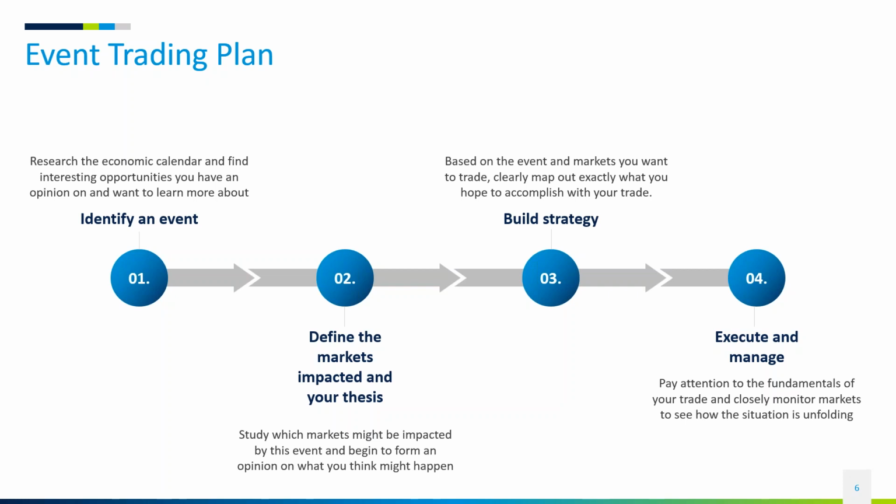The second piece is define the markets impacted, and kind of define through a process of thinking, researching, looking, what you think may or may not happen. Again, you don't have to be right on direction. You may just think it will be an event that brings significant volatility.